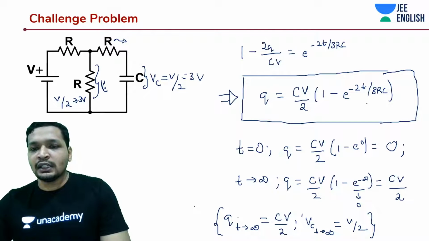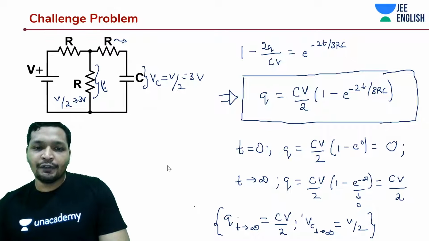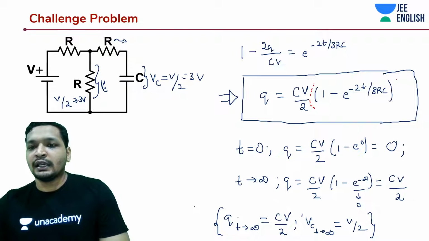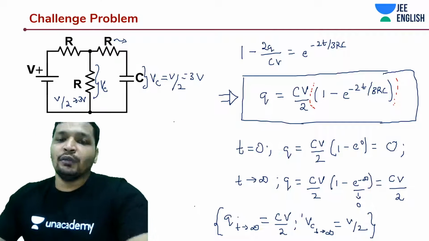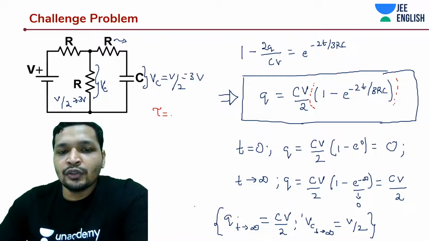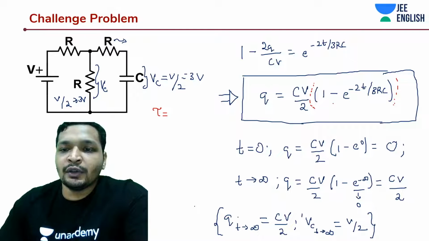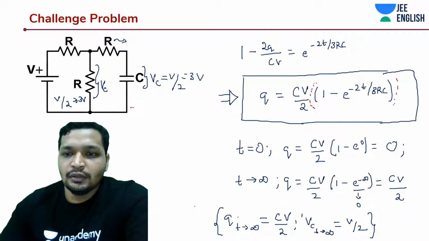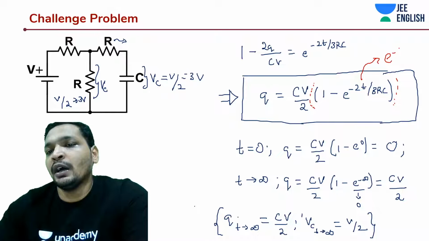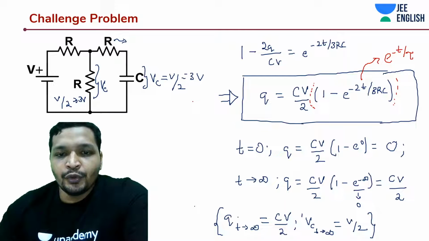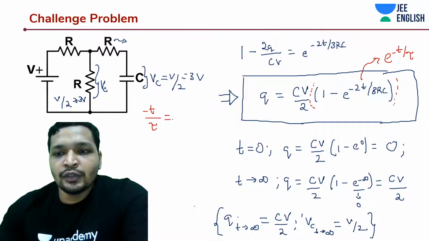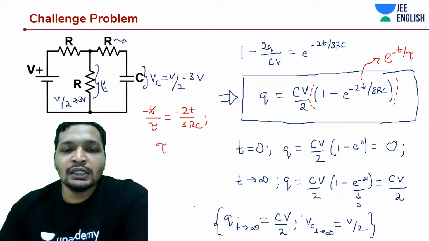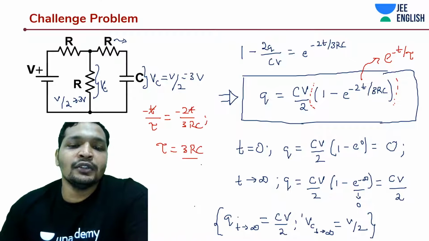And what is the time constant in this case? I'm just going to choose a different color for this time constant. Let's observe this case. I told you this entire time constant is independent of the voltage that you apply across that capacitor. So time constant tau, in this case, this equation should be in the form of e to the power minus t by tau. So if minus t by tau is equal to minus 2t by 3RC, what is your tau? Cancel out this t and t, tau is 3RC by 2.